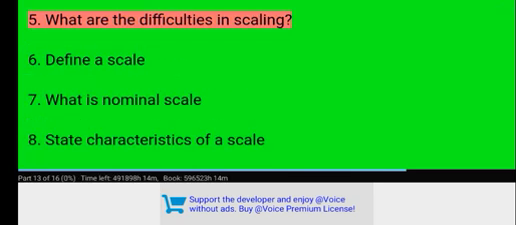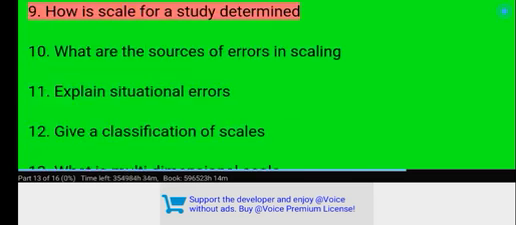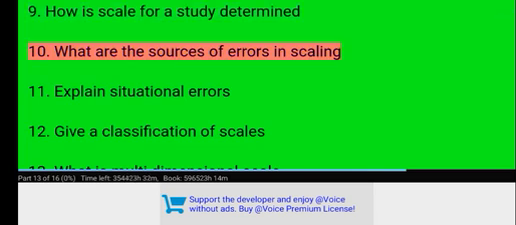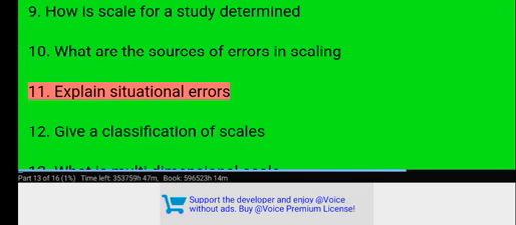5. What are the difficulties in scaling? 6. Define a scale. 7. What is nominal scale? 8. State characteristics of a scale. 9. How is scale for a study determined? 10. What are the sources of errors in scaling? 11. Explain situational errors. 12. Give a classification of scales.